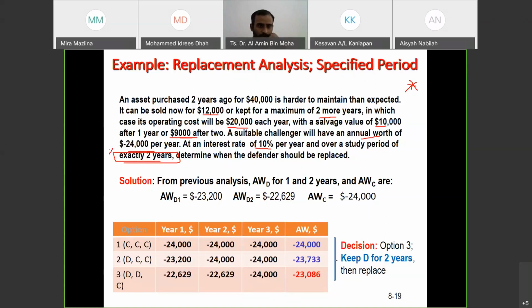So from previous analysis, we have the AW for the defender for 1 and 2 years, and also the AW for the challenger. We calculated these before. So this is for the defender and the challenger. So what are the options that we have? Here, this is the option.